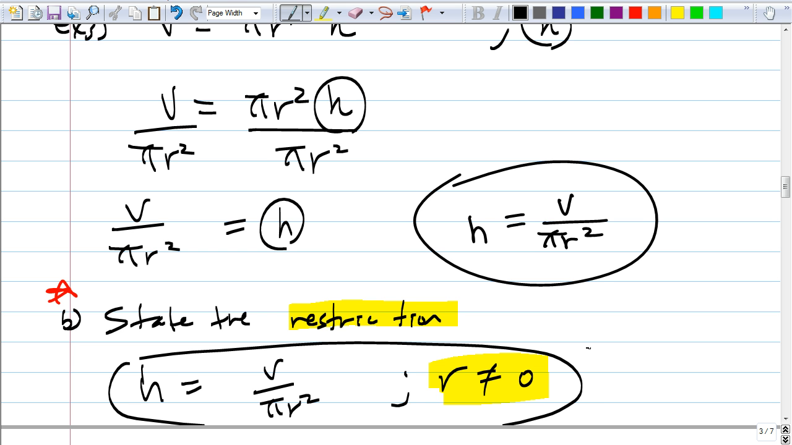Yes, sir. Can there be more than one restriction? Very good. Yes, there may be more than one restriction. So we're going to work on that a little later after this. Yes, sir. Can we just write that?